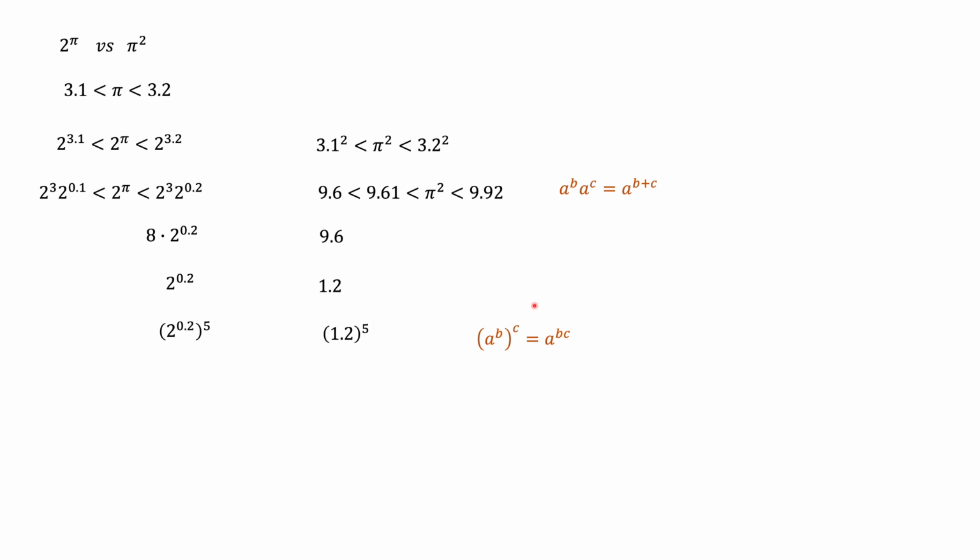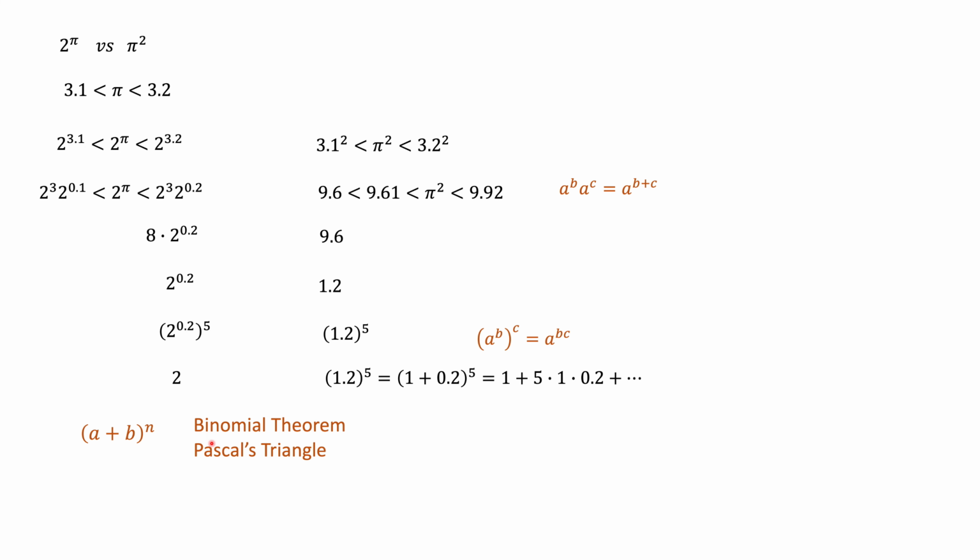Now notice that a to the power of b to the power of c is a to the power of b times c. We can apply this formula on the left, and we get 2 to the power of 0.2 times 5, which is 1. So what we have on the left is 2. What we have on the right is an application of binomial theorem. Binomial theorem is a formula that allows us to deal with the formulas like this, a plus b to the power of n, and quickly write it out, quickly open the parentheses.